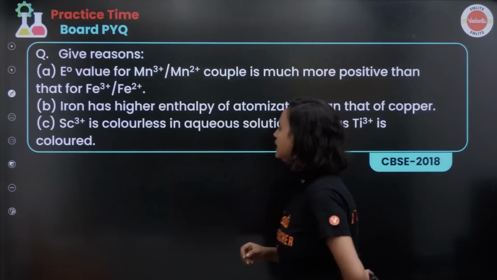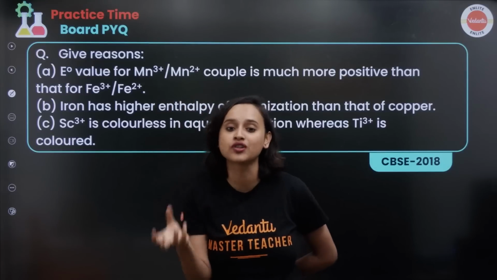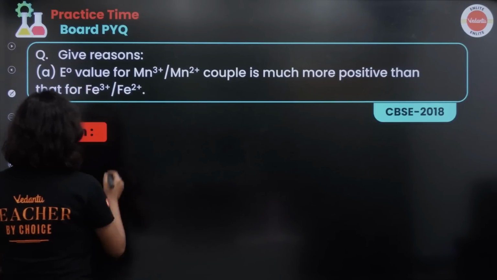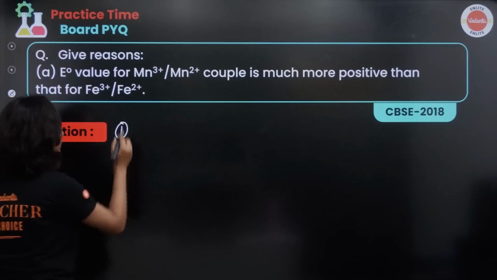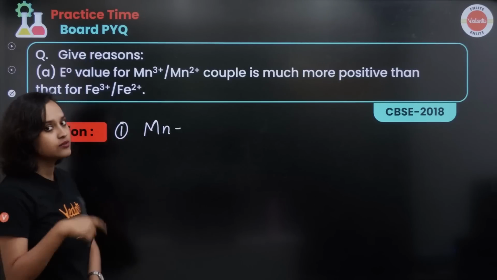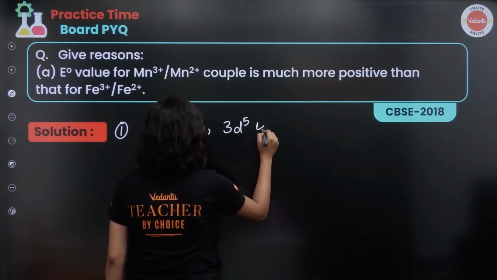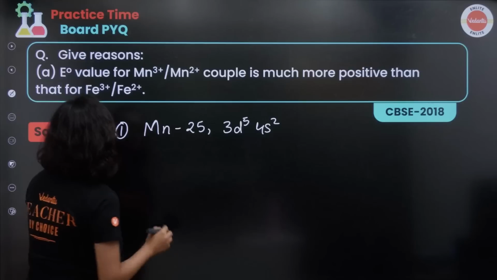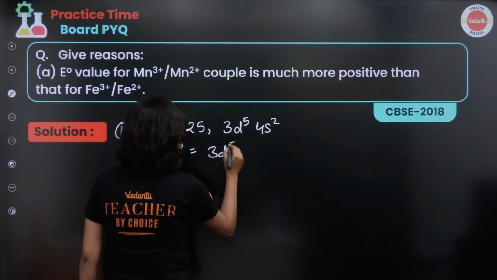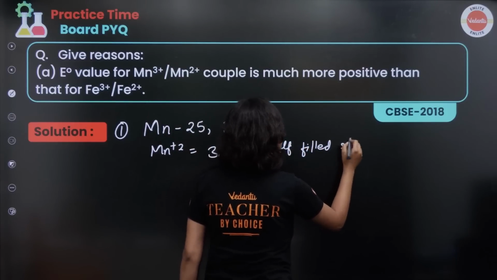Here we go. The E0 value for the Mn3+/Mn2+ couple is much more positive than for Fe3+/Fe2+. Let's try to solve it. I think this is absolutely easy. For this, the E0 value of Mn3+/Mn2+. The atomic number of manganese is 25, so it is 3d5 4s2. Am I right? If it is 3d5 4s2, then Mn2+ is 3d5. Yes, this will have half-filled stability, correct?